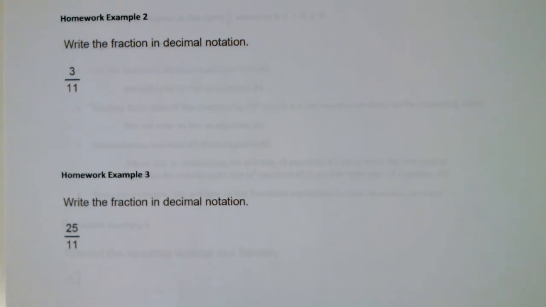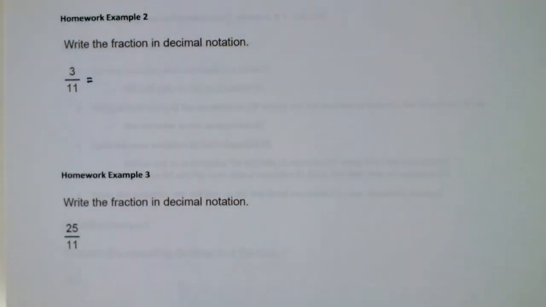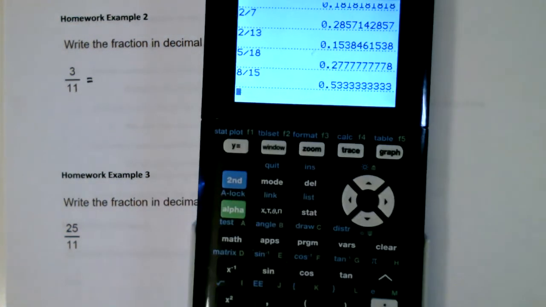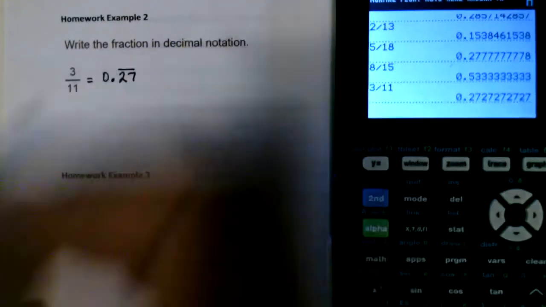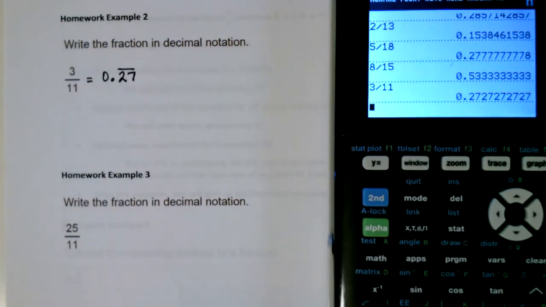All right, let's say we had this one as a fraction, 3/11. We want to write that in decimal notation. So 3/11 would be 3 divided by 11. So here we got 0.272727. The 2 and the 7 repeat. So 3/11 will be 0.27 with a bar on top to indicate that the 2 and the 7 repeat.